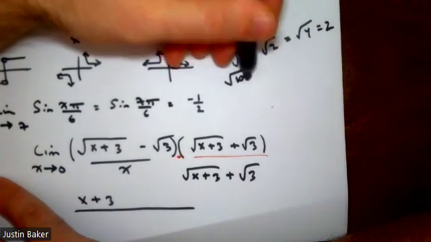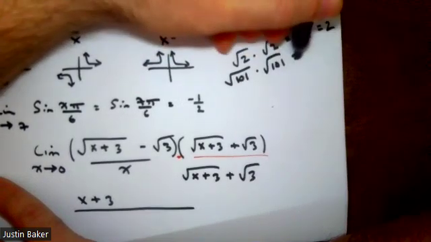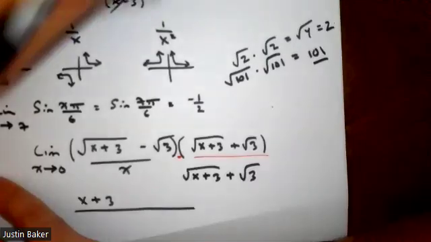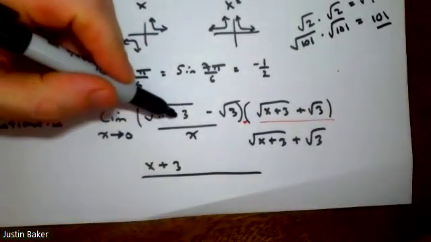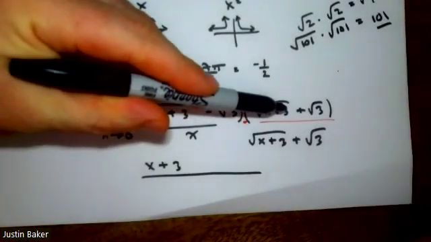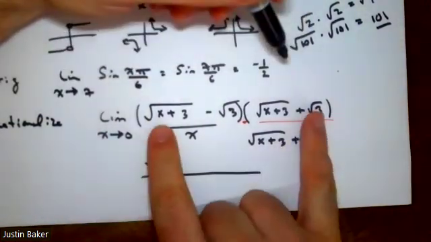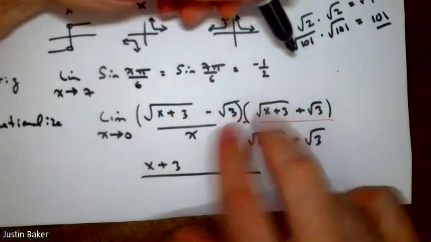Square root of 101 times the square root of 101, we don't necessarily know what that is, but it's going to result in 101. So the square root of anything times the same square root of anything just leaves you with the anything that was underneath.